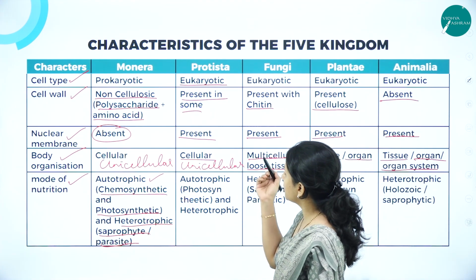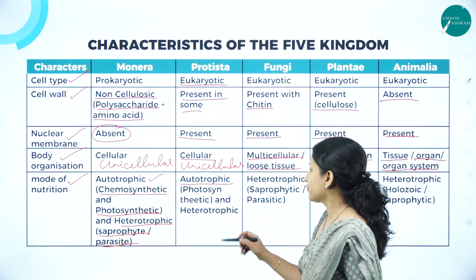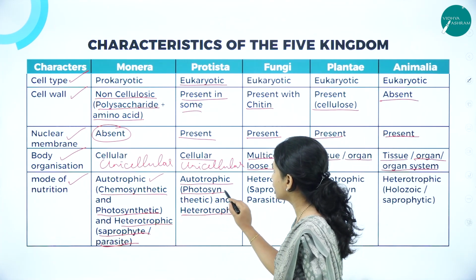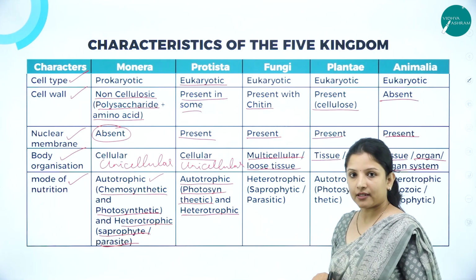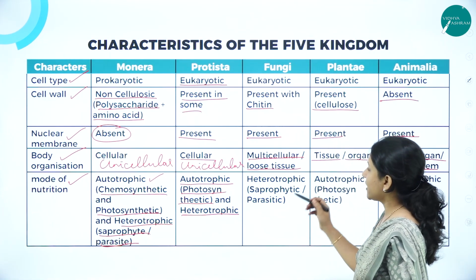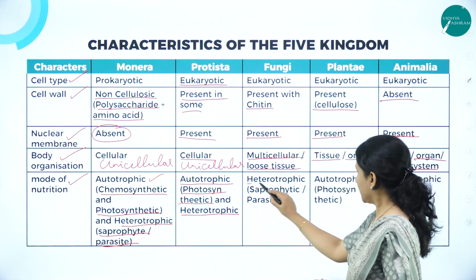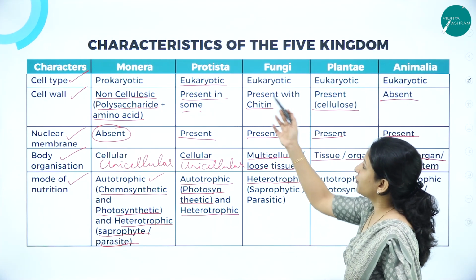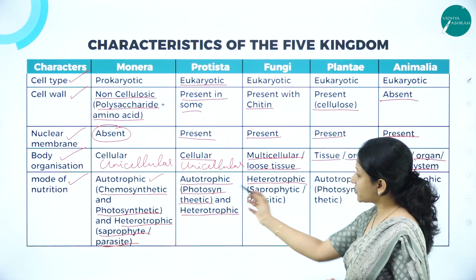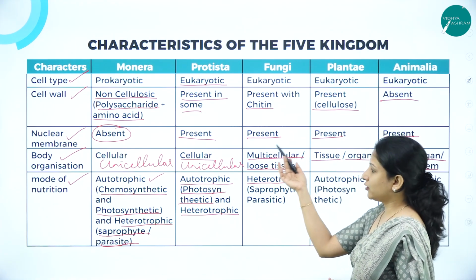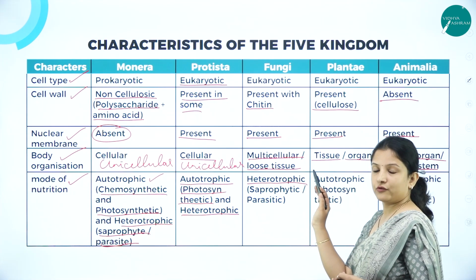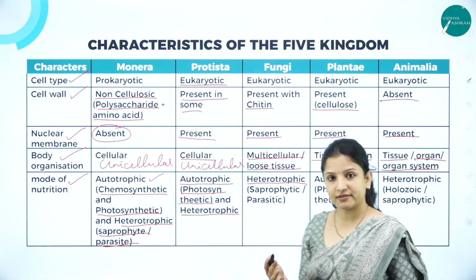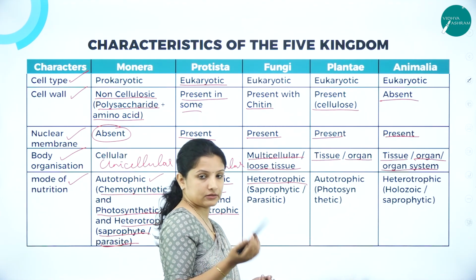Now, mode of nutrition in Protista, it is autotrophic and it is heterotrophic. If it is autotrophic, it is only photosynthetic and nothing else. Fungi, they are completely heterotrophic. They are not autotrophic. So, though fungi is also a eukaryote, you cannot put it under Protista because their mode of nutrition is completely different. Fungi cannot synthesize their own food because they don't have chlorophyll in them. But they are saprophytic or parasitic, that is, they are heterotrophic in nature.